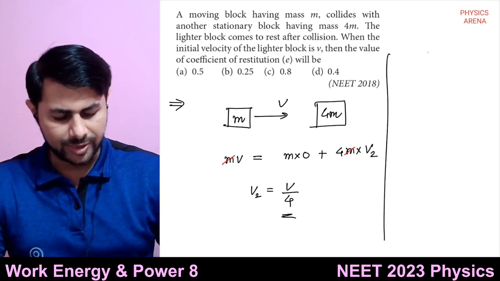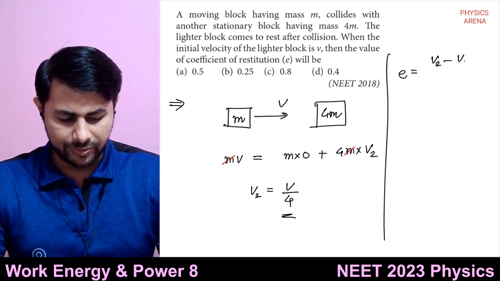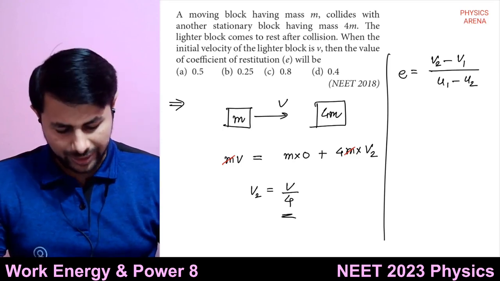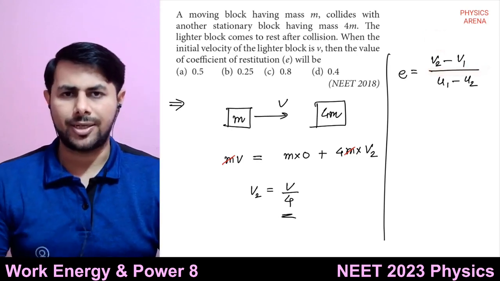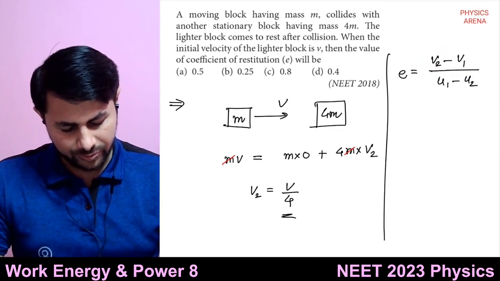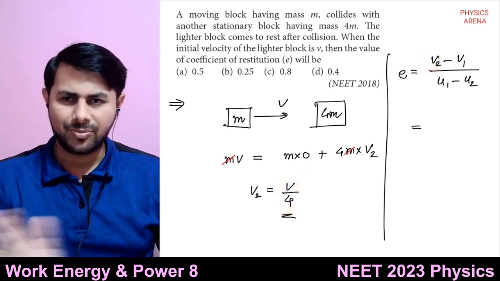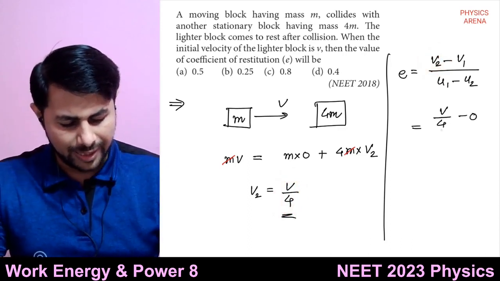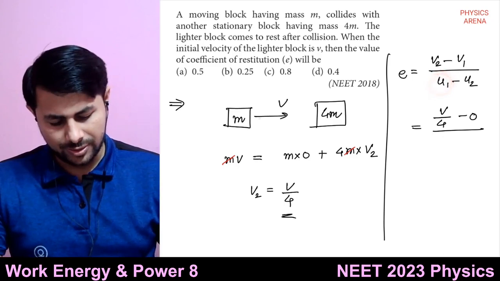And now what is the coefficient of restitution? So it is, you can say, v2 minus v1 upon u1 minus u2, or vice versa, right? Vice versa meaning, if you write in the numerator v1 minus v2, then in the denominator you will write u2 minus u1. Okay, so how much is v2? So v2 is v by 4. If v2 is equal to v by 4, that means the velocity of the second body is v by 4, right? So it is v by 4 minus 0. The velocity of the first body is 0. It was u1. Okay, u1 is equal to v.